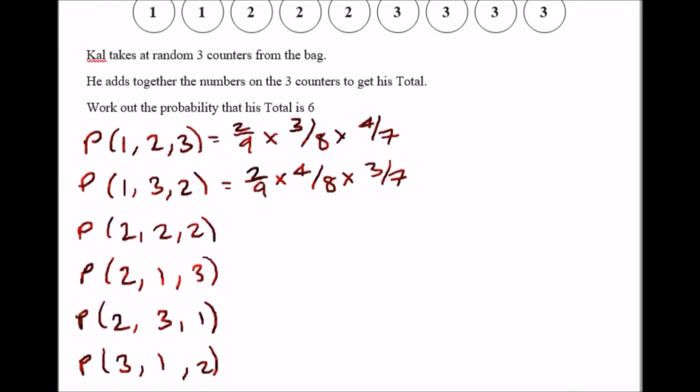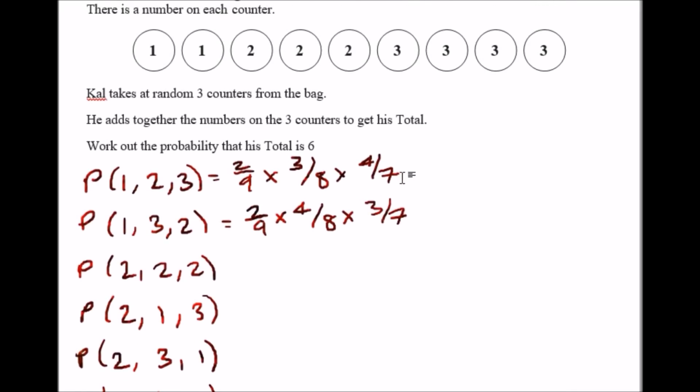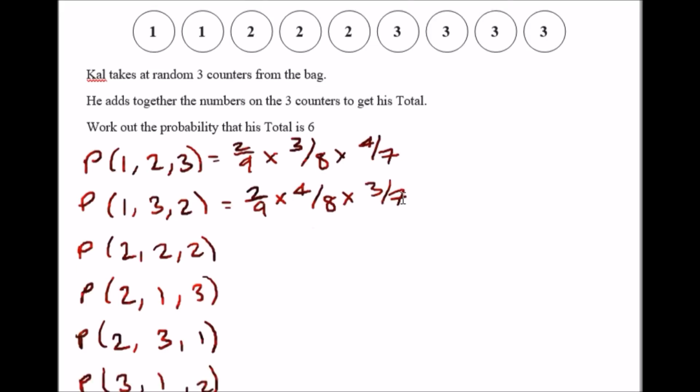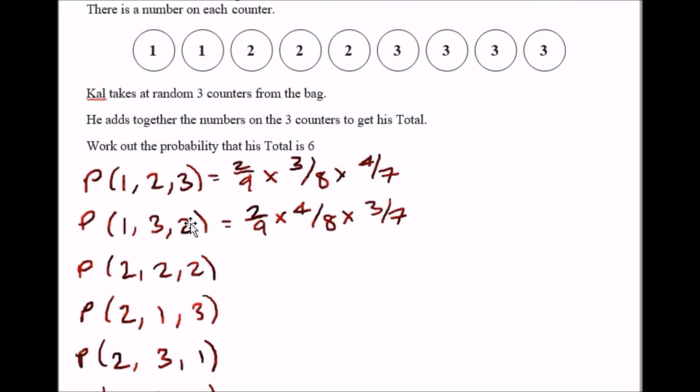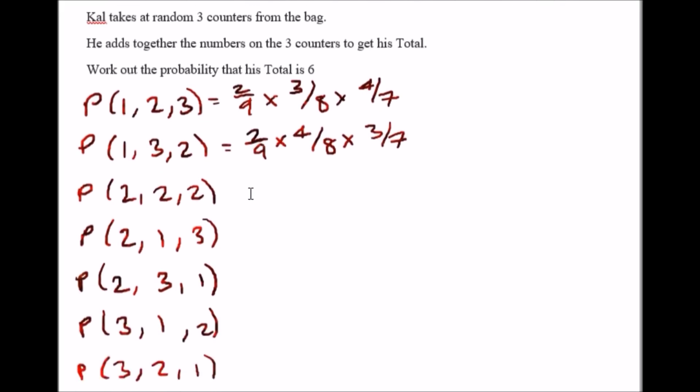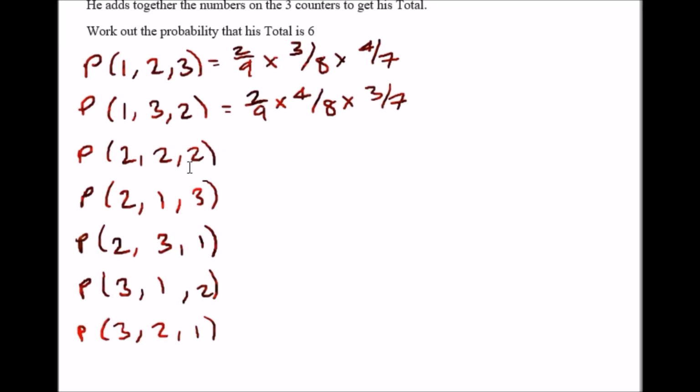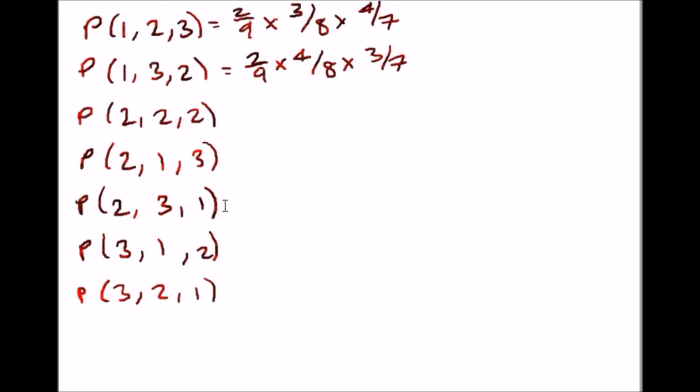One thing to know about this probability is that you're bound to get the same results for similar ones like 1, 2, 3 and 1, 3, 2. So we can just group them and multiply the number. So there's 2 lots of these. However, the probability of 2, 2, 2 is unique. 2, 1, 3 matches with 2, 3, 1, and 3, 1, 2 matches with 3, 2, 1.